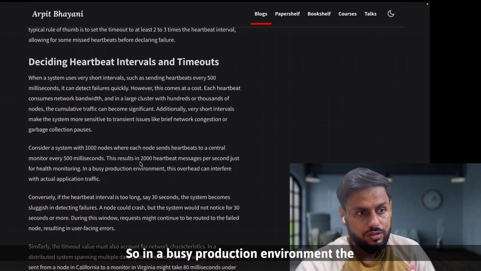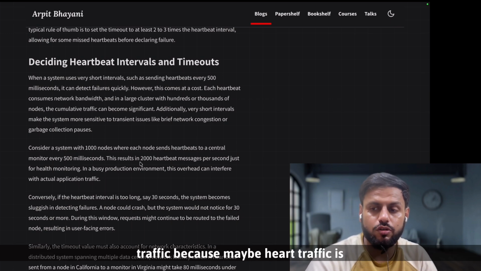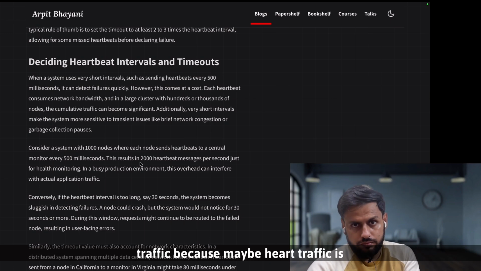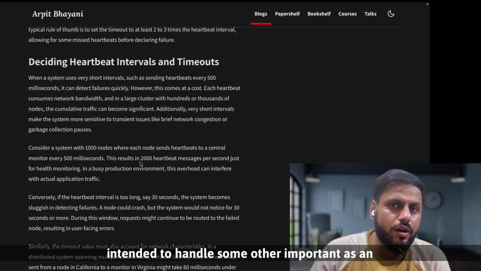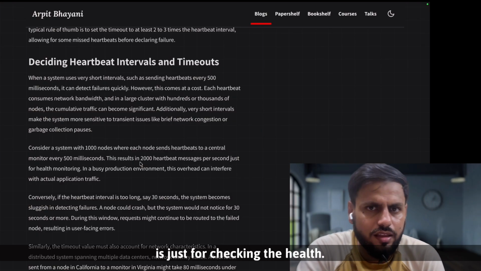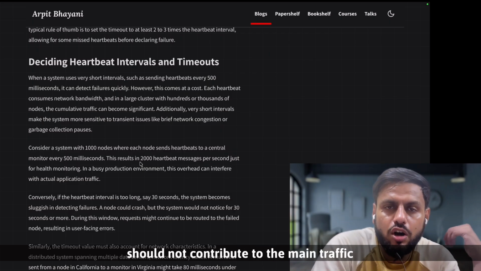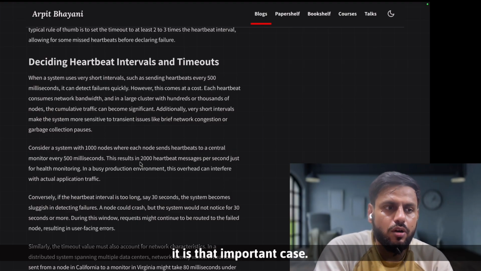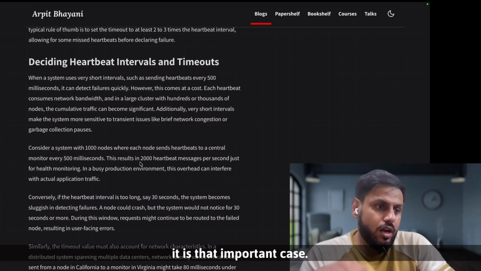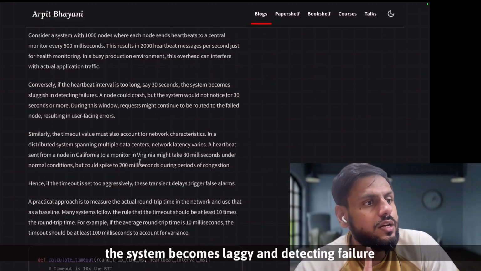So in a busy production environment, the overhead can interfere with the actual application traffic, because maybe our traffic is intended to handle some other important task, and heartbeat is just for checking the health. Yeah, it's important, it's all neat, but it should not contribute to the main traffic unless it is that important a case. Okay. Conversely, if the heartbeat interval is too long, say 30 seconds, the system becomes sluggish in detecting failure.